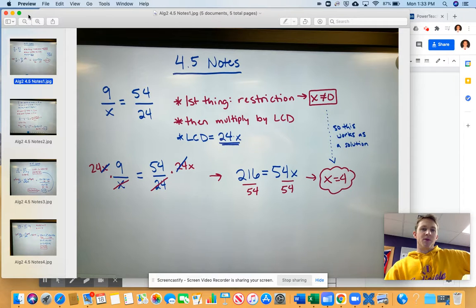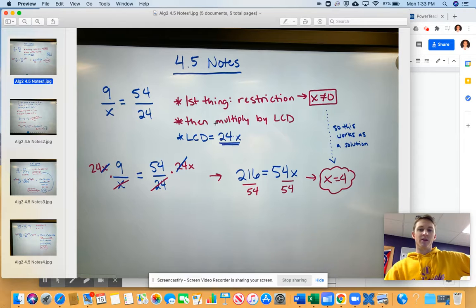All right, Algebra 2, we are doing the first part of 4.5 today. So we have this problem over here on the left. We have a fraction, 9 over x equals 54 over 24. Now, the first thing we need to do is find any restrictions. So remember, the bottom of a fraction can't be 0. So what would make this denominator 0? If x equals 0. So our restriction is x cannot be 0.